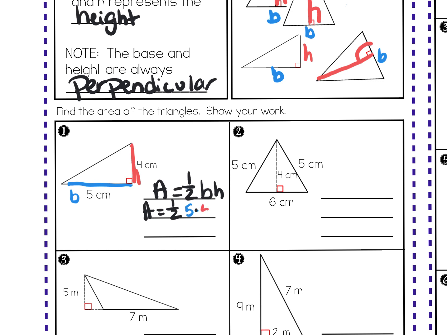You can find half in the beginning. If you think it's easy to find half of 5, you can do that. If you think it's easy to find half of 4, you can do that. But you have to make sure that you do it with all 3 parts. So let's go ahead and do this one first.